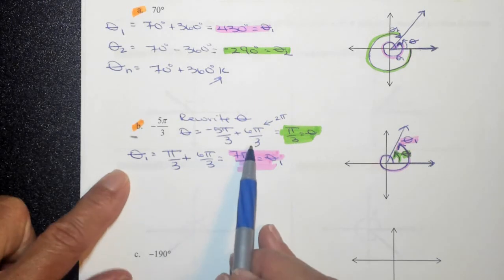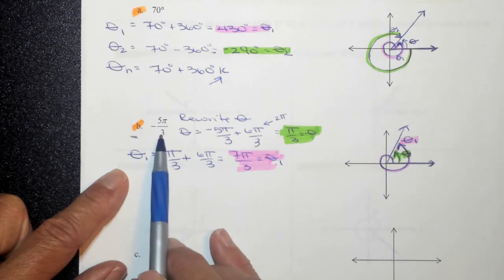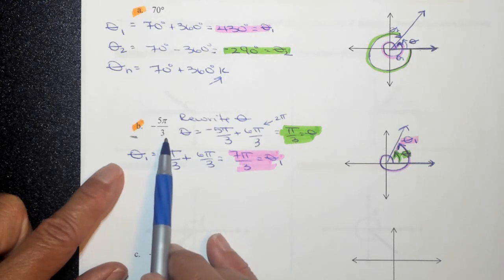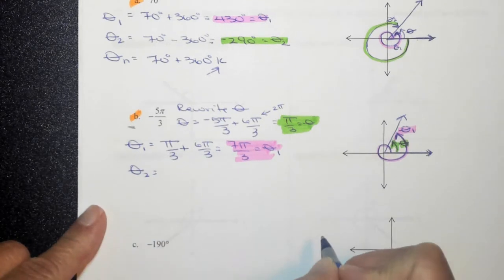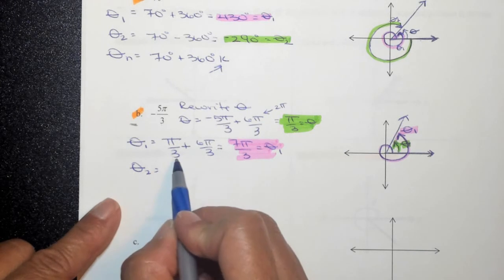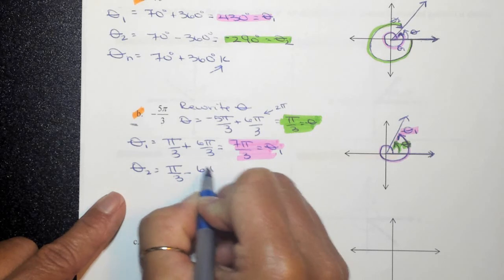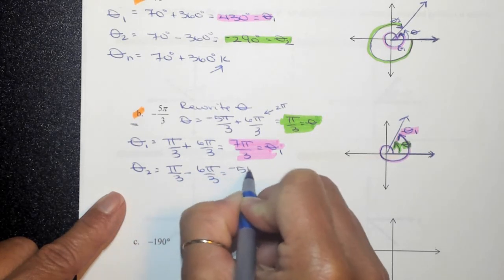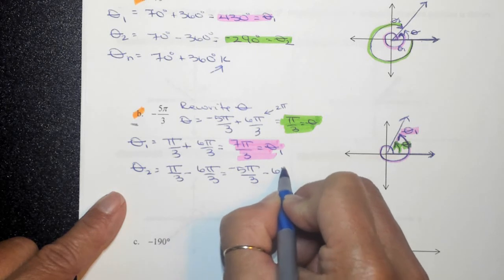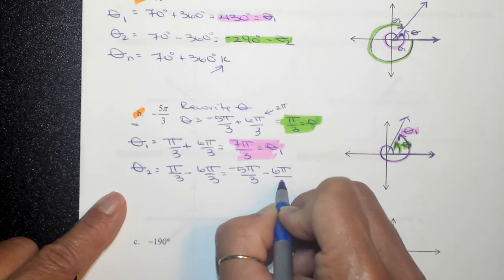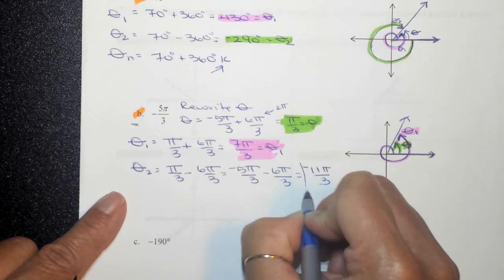Now, we already know that if we take pi over 3 and we subtract 5 pi over 3, this is going to be the angle, but we can't use this one because that's the original that was given. So essentially we have theta sub 2 is equal to, since we have to use a generalization, pi over 3 minus 6 pi over 3 gets us right back where we started. Subtract another revolution. So then if I subtract another 2 pi, this gives me negative 11 pi over 3.